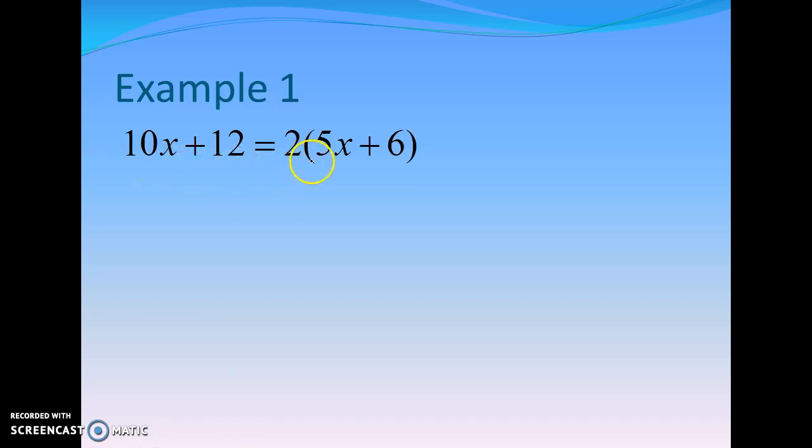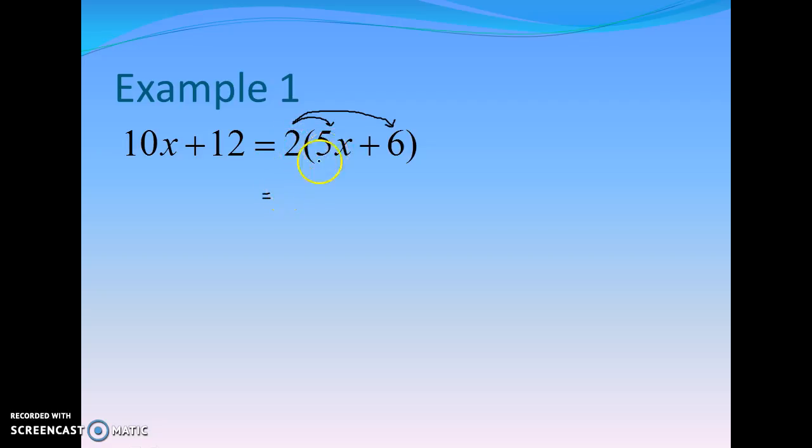over here. On the right side, however, you're going to see this 2 that's set just outside this set of parentheses. So what that means, hopefully you automatically start thinking distributive property, because that's exactly what we need to do. Need to distribute that 2 to both the 5x and the 6. So we're going to simplify this side before we start moving things back and forth across the equal sign and trying to get x all by itself.